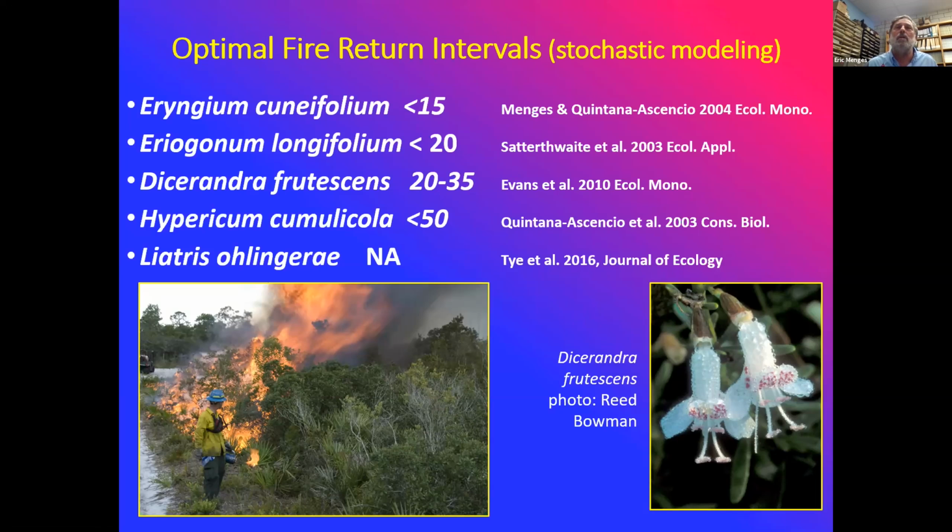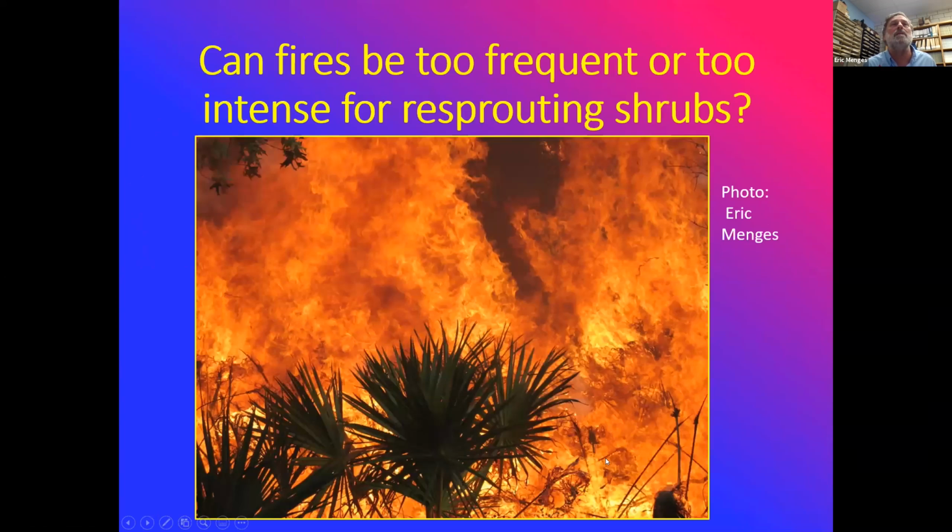Dicerandra frutescens on the lower right has been a subject of at least 3, maybe 4 papers looking at optimal fire return intervals using different modeling techniques. And this is a plant that's protected largely at Archbold Biological Station and does require fairly frequent fire. So it's really important to get this right to keep this plant from extinction.